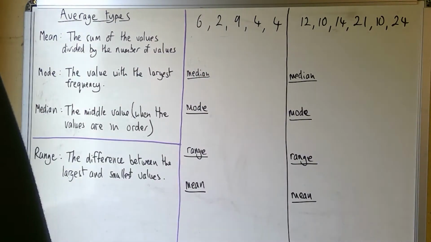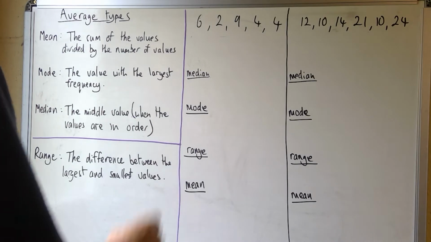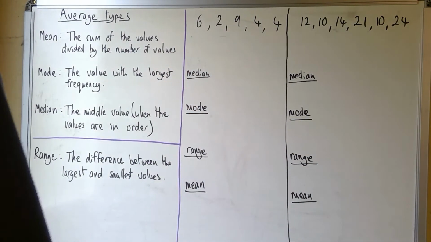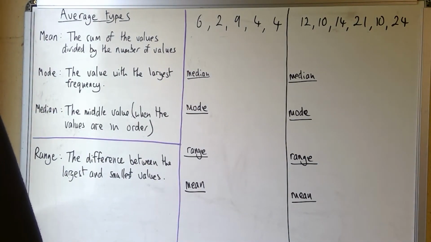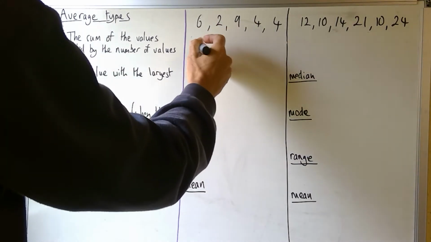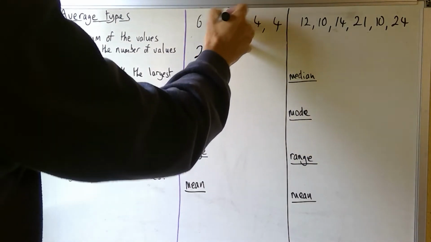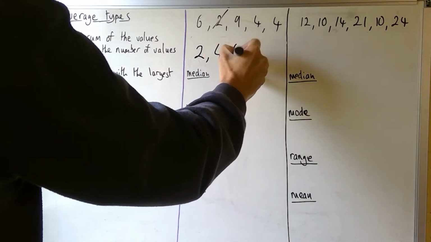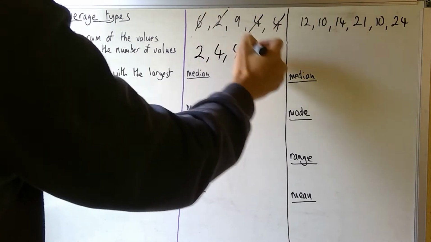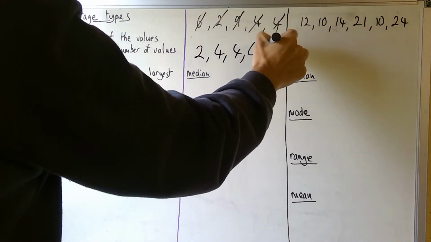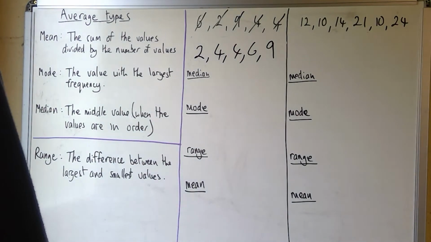So before we do any calculations with averages and range, it's a good idea to make sure the numbers are ordered, usually from smallest to largest. So I'm going to reorder these five numbers. I'm going to start with quite a small list. So I've got 2, and then I've got a pair of 4s, and then I've got a 6, and then finally a 9. So same numbers, but now in order.